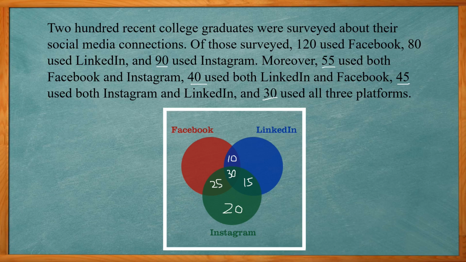All right, then 80 used LinkedIn. So we got 80 minus the 10, 30, and 15. That gives us a total of 25. And then 120 used Facebook. So again, we need to subtract out the 10, the 30, the 25 that's already in the circle of Facebook. That gives us a total of 55.